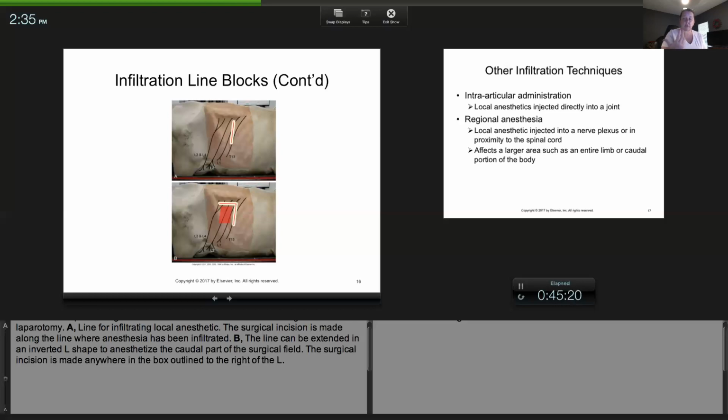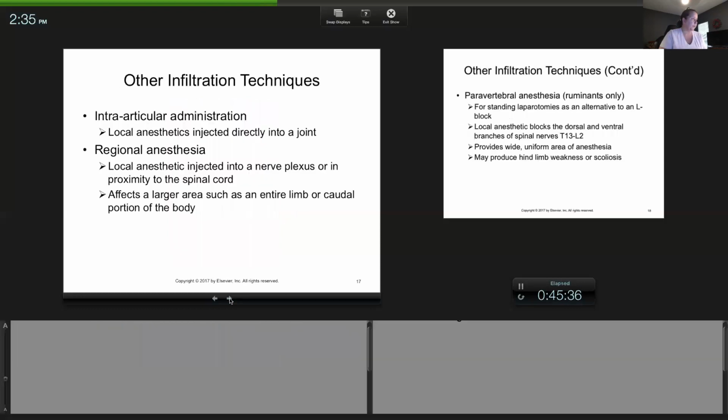So for a lot of C-sections, we will do a line block down the abdomen, and that doesn't go to the pups, and it enhances analgesia, so I don't use as much general anesthesia in the mother. Okay, so there are some other ways we can give this.